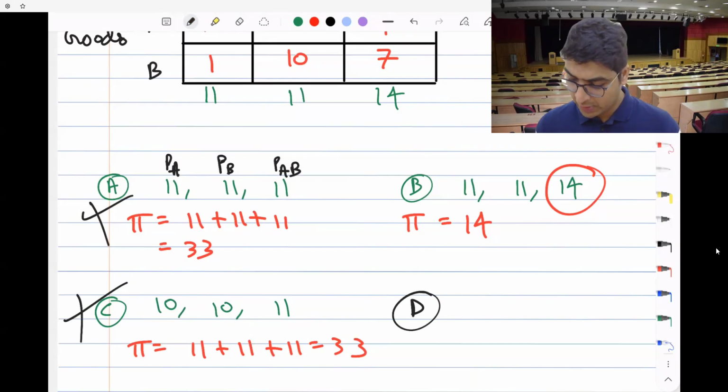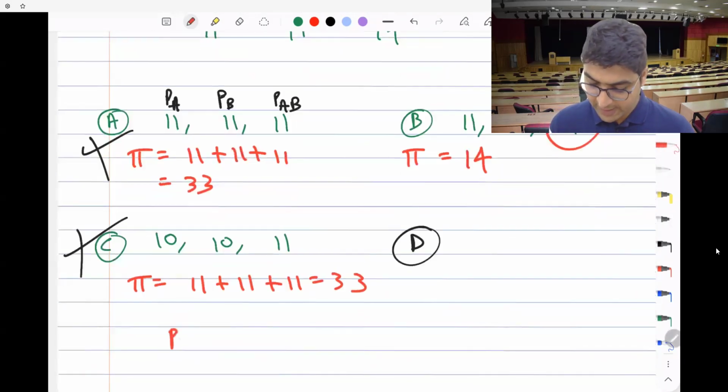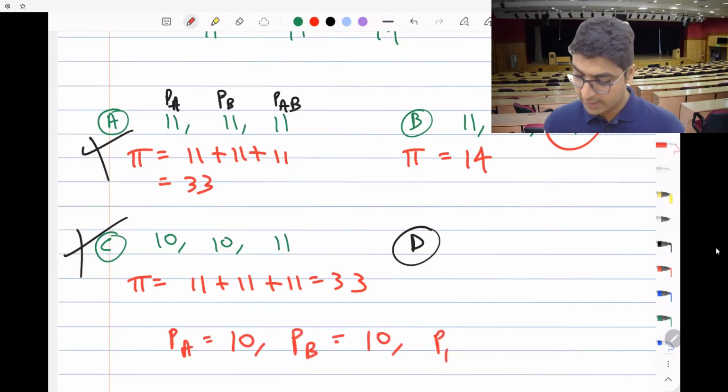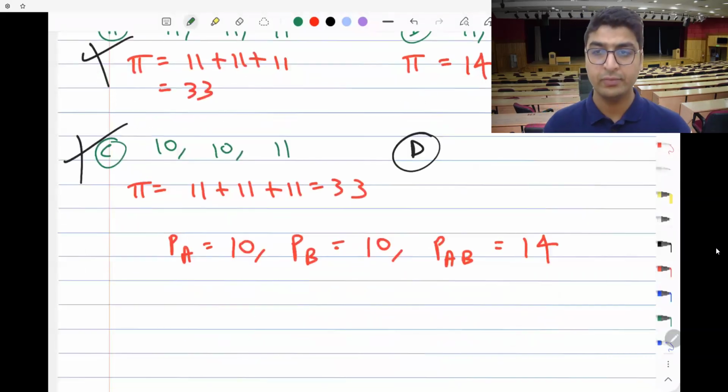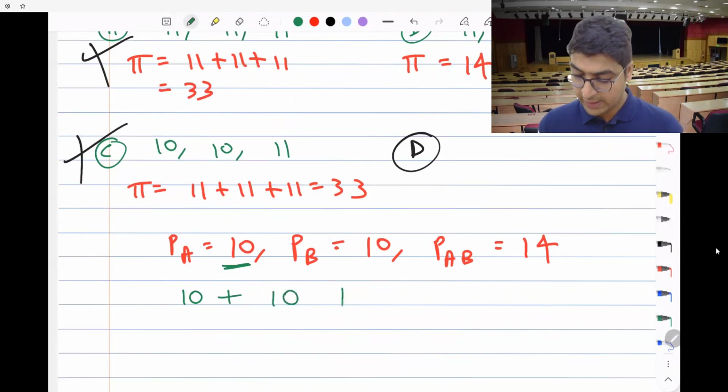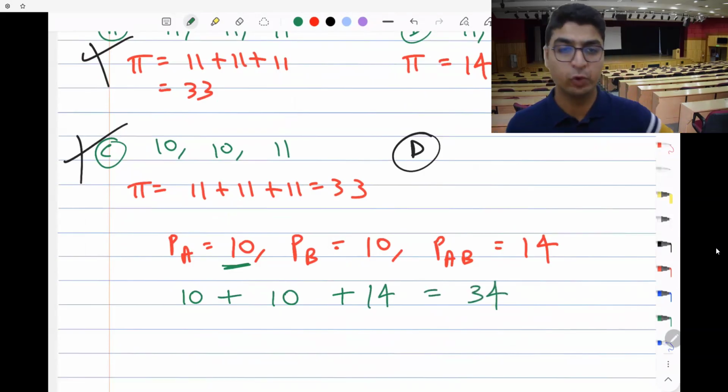Okay, so what if PA is equal to 10, PB is equal to 10, and bundled price is 14? Let's see. Well, in that case, individual 1 will buy good A. That gives a profit of 10 because cost is 0. Individual 2 will buy B. That gives us 10. And individual 3 will buy the bundle, which gives us profit of 14. So combined profit will be 34.